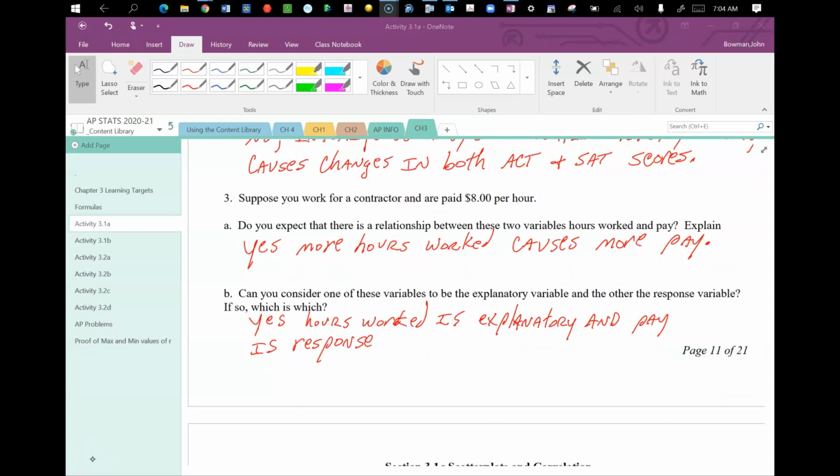And in the third example, you would probably assume that there is a cause and effect relationship there, that working more hours causes more pay, and thus you would consider hours worked as the explanatory variable and pay as the response variable. However, for the purposes of this chapter, if we're not trying to establish a cause and effect relationship, we can always turn that around and say things like the pay is the explanatory variable and we will use that to predict the number of hours worked.